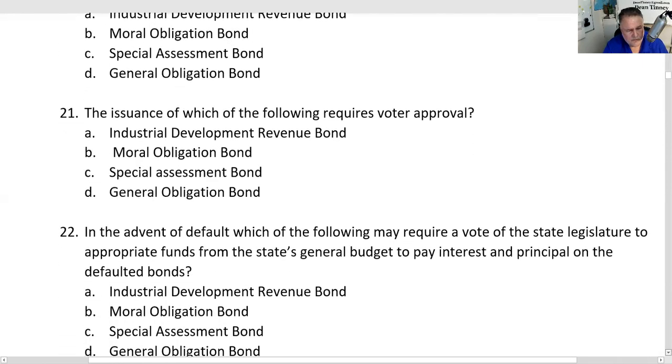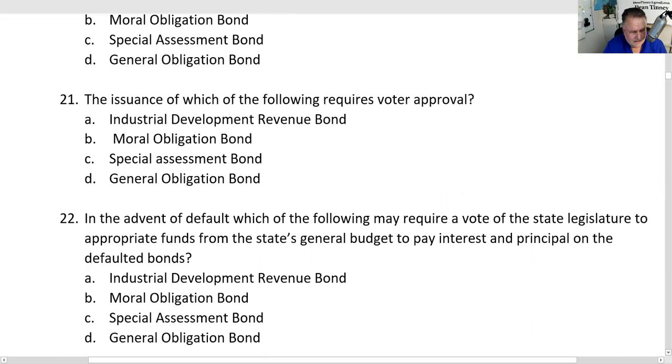Again, general obligation bonds do require voter approval. So D. Revenue bonds do not require voter approval because the voters aren't on the hook, right?